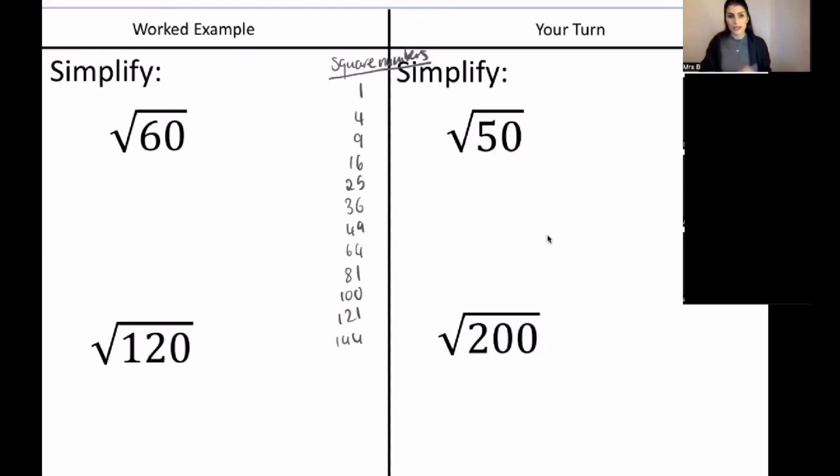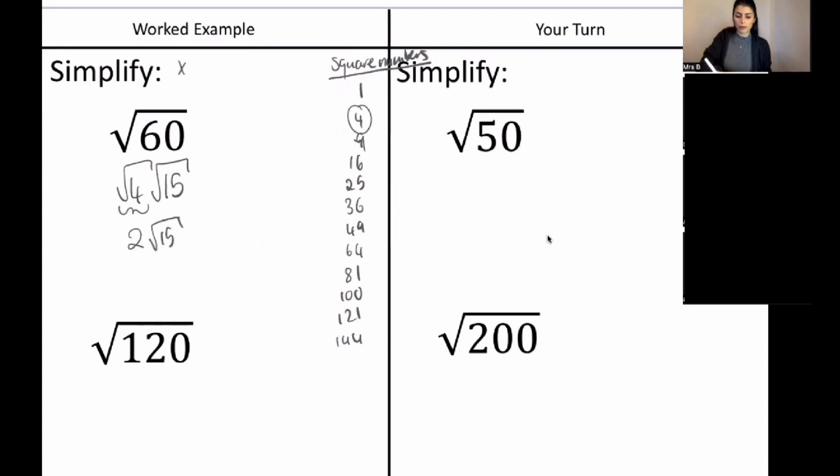So you need to look at 60 and think, what is the highest square number from this list that goes into it? So I look at this list and I think, okay, I'm looking below 60, does 36 go in? No. 25, no. 16, no. 9, no. But 4 does. So 4 goes in 60. So I would write root 60 as the square root of 4 times the square root of 15, because 4 times 15 is 60. Now, the reason why I use the square root of 4 is because I know what the square root of 4 is, and it's 2.